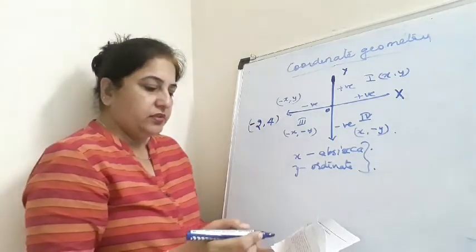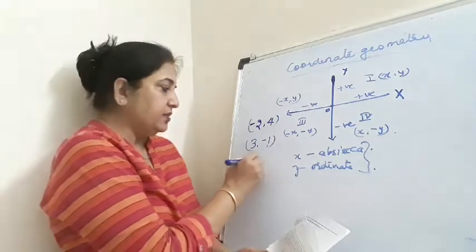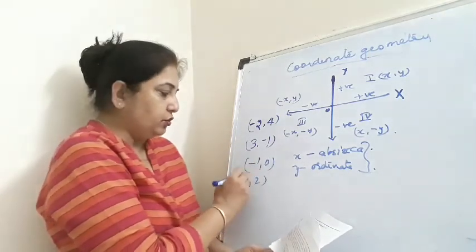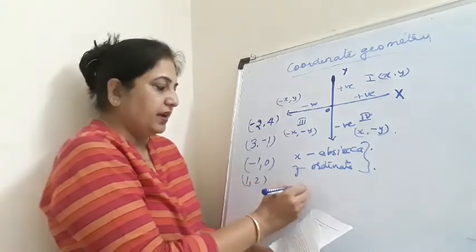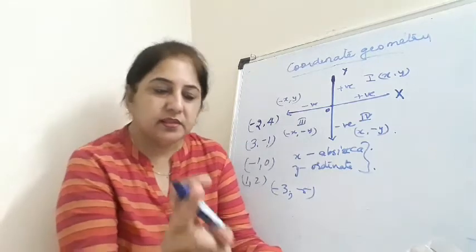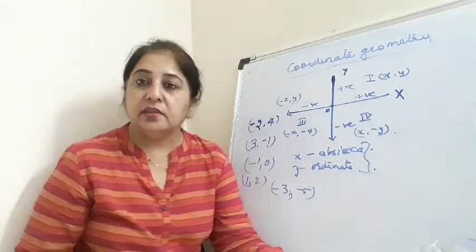The second point which is given is (3, -1). The third point is given as (-1, 0). And the fourth point is (1, 2) and (-3, -5). Now they have given such points in question number 1. This is exercise 3.3. They are asking you in which quadrant they will lie.